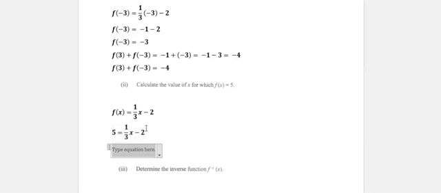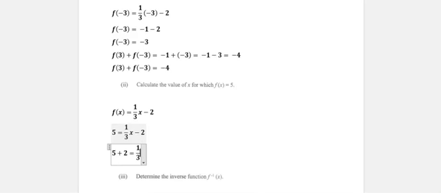Or you can say, if the 2 is negative here, when we carry it across the equal sign, the operation now changes and it is doing the opposite. So it will be adding, so it will be 5 plus 2 is equal to 1/3 x, and 5 plus 2 is 7. So therefore, 7 is equal to 1/3 x.